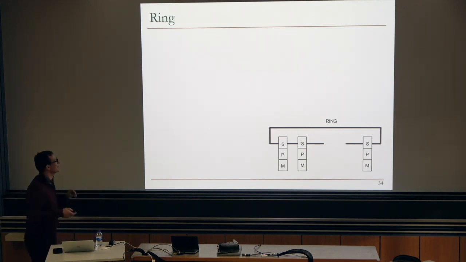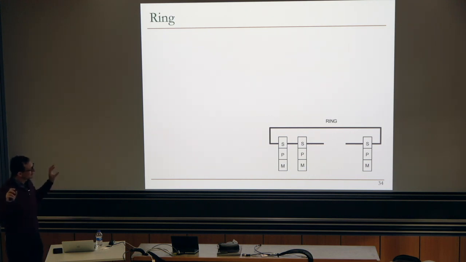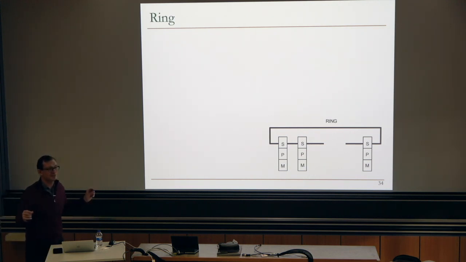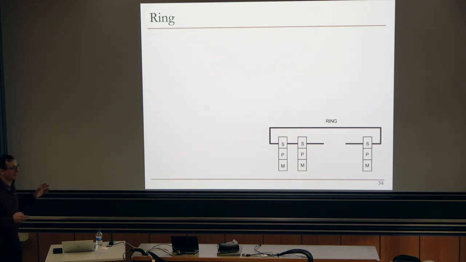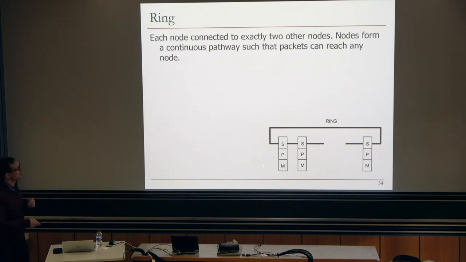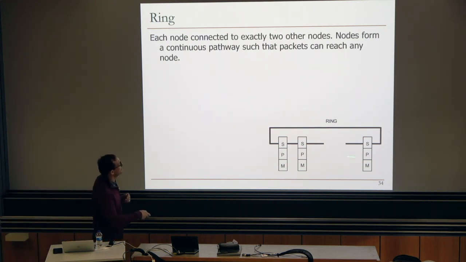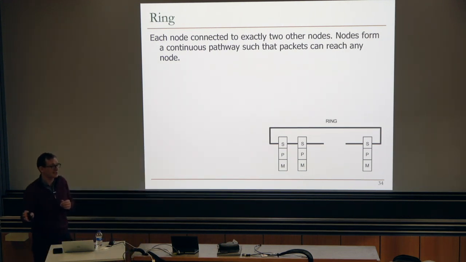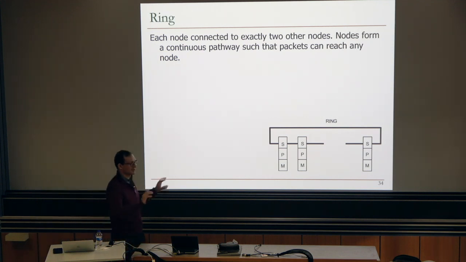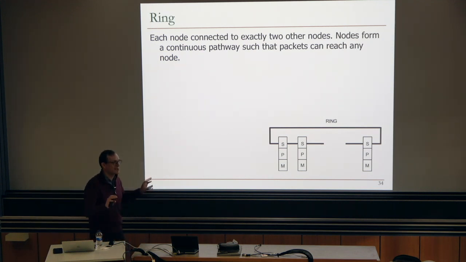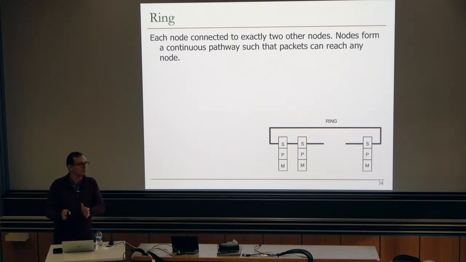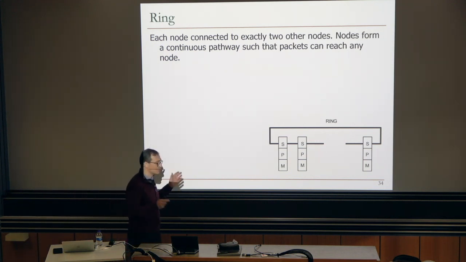Although it's a completely different topology, you don't have a single link, but you have a single logical link that's partitioned between nodes. That's the way I like to think about a ring. Basically, each node is connected to exactly two other nodes in this case, and nodes form a continuous pathway such that any packet can reach any node in this case. So in that sense, it's very similar to a bus, right? Virtually, it kind of looks like a bus. But it's really partitioned completely. You don't have a shared communication medium. That's the big difference. Basically, it's partitioned in a very special way.